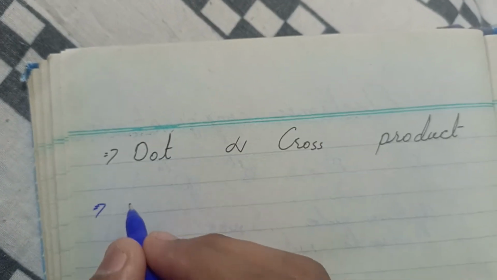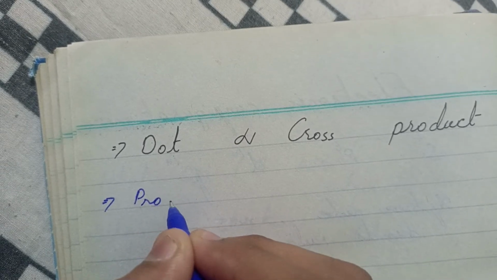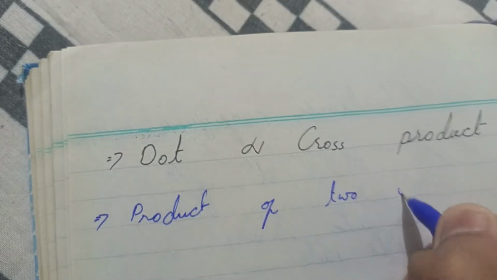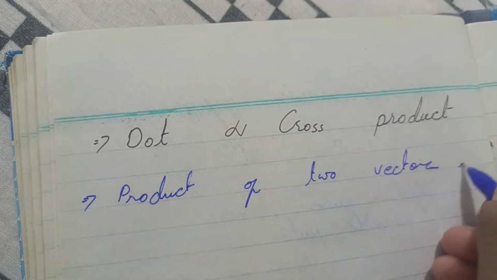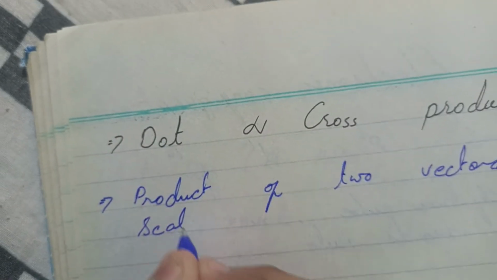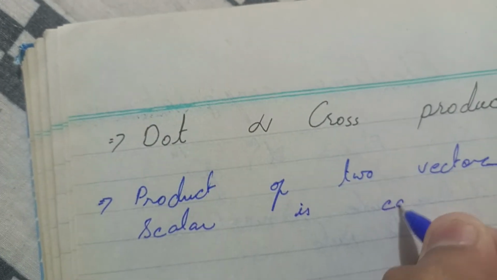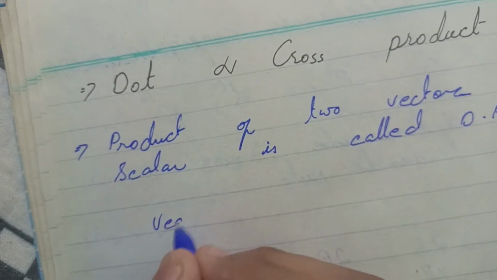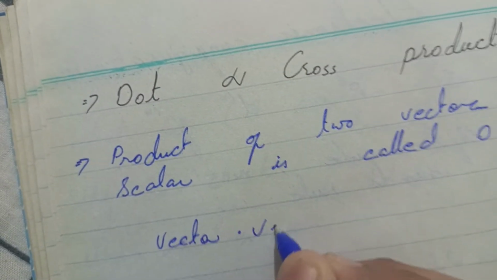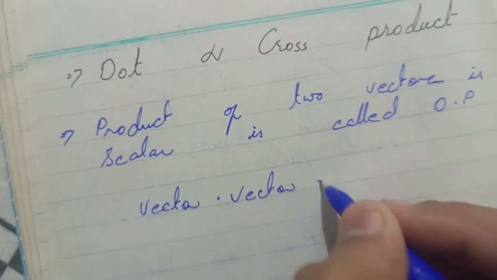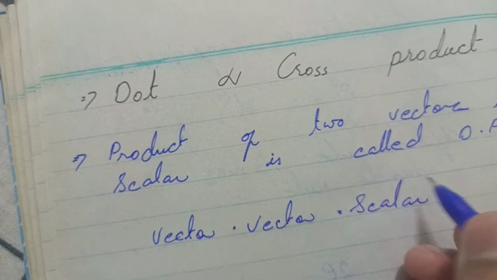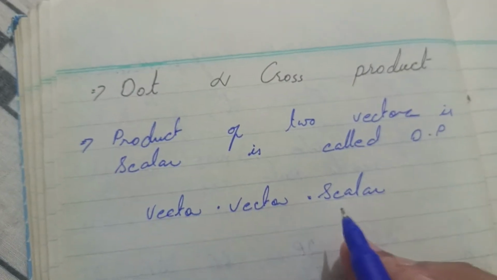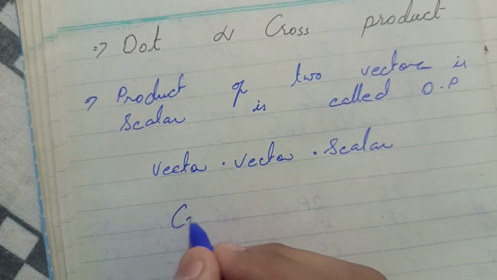Dot product means the product of two vectors is a scalar. It's called the dot product. So what does it mean? For example, here we have written vector into vector is equal to scalar, so we get the dot product. When we do this, vector into vector is equal to scalar, so we get cos theta, we get this angle.